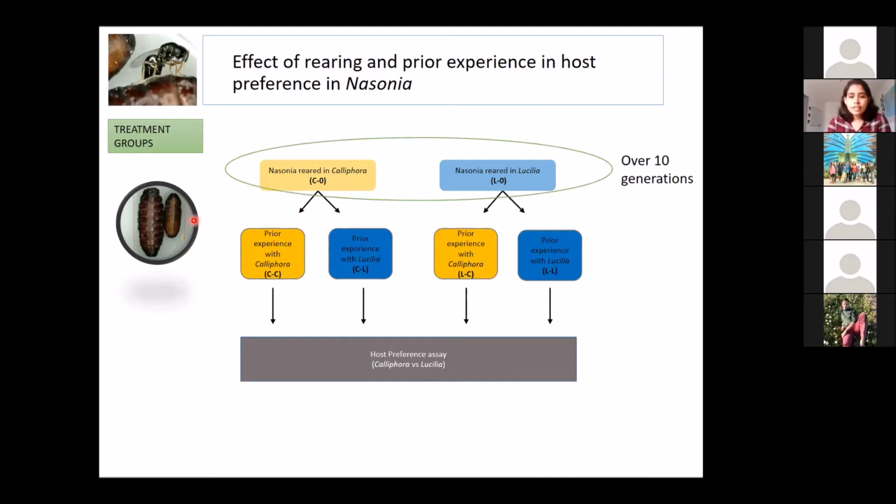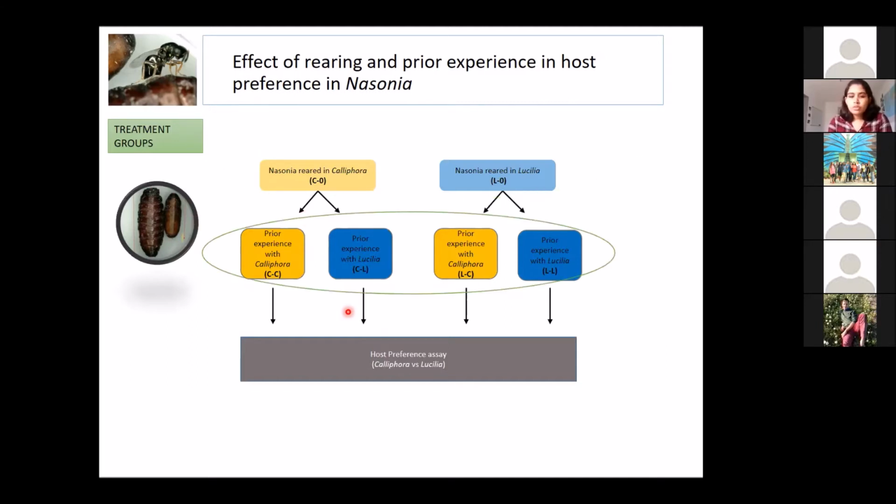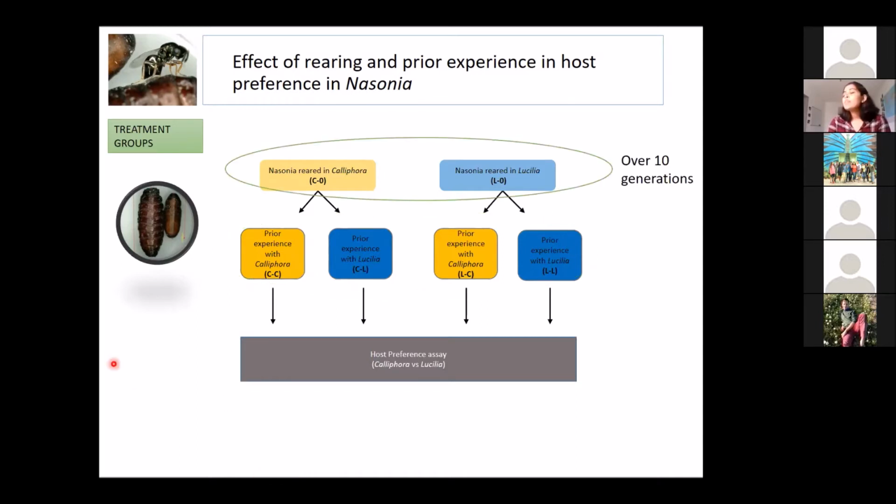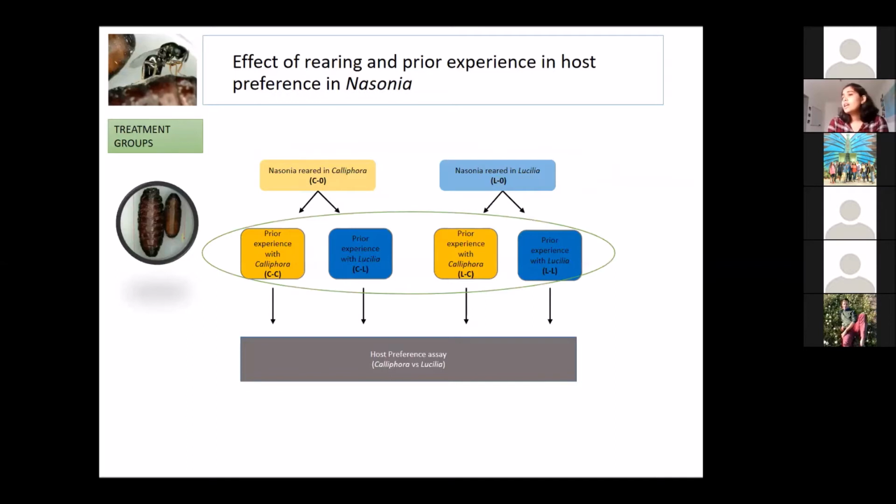As you can see here, I divided the Nasonia into 2 groups, one reared in Calliphora and one reared in Lucilia, meaning that they developed from Calliphora or Lucilia. I did this for over 10 generations. Then they are divided further into 2 groups with the combination of prior experience. Prior experience means that they are allowed to be with the host for 24 hours to obtain certain cues and also to feed on the hosts.